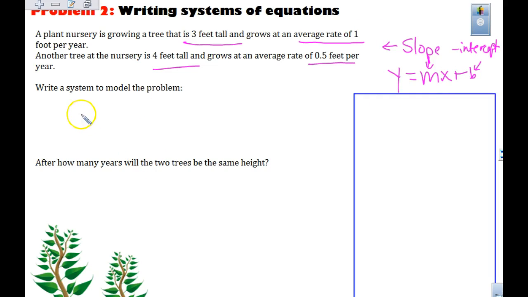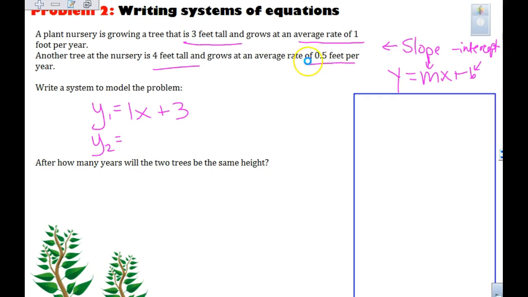So I am looking at tree 1. Jennifer, tree 1 starts how tall? The first tree is 3 feet tall, and its rate of change, its slope, is 1, so we're going to go 1x plus 3. James W., we need a second tree. I'm going to call it y sub 2.